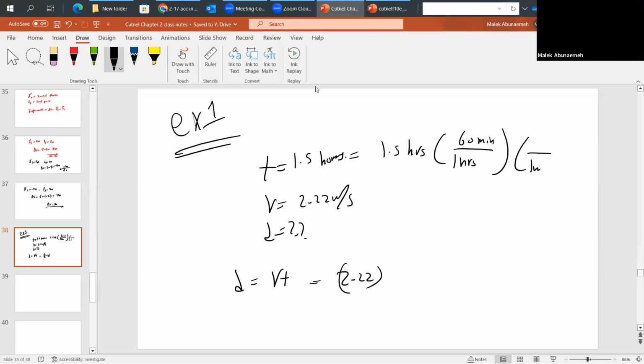And for each 1 minute is 60 seconds. This cancels with this and this cancels with this, and you should get 36 times 1.5 is 5,400 seconds. That means this is going to be times 5,400, and you should get 12,000 meters.